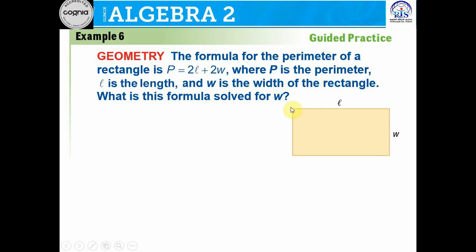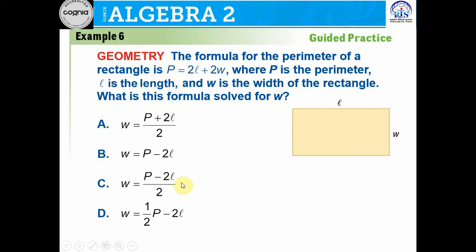Perimeter of rectangle P equal 2L plus 2W, because perimeter is the sum of the sides, and I know in a rectangle opposite sides are congruent. If this is L, this will be L. If this is W, this will be W. What is the formula solved for W? You want me to make W alone. First, I get rid of 2L, minus 2L, minus 2L. You will get 2W equal P minus 2L. Then you divide by 2. It will be P minus 2L over 2.